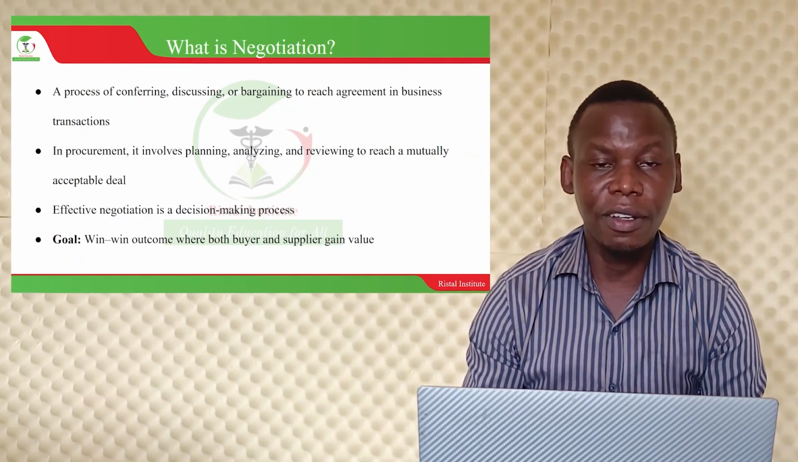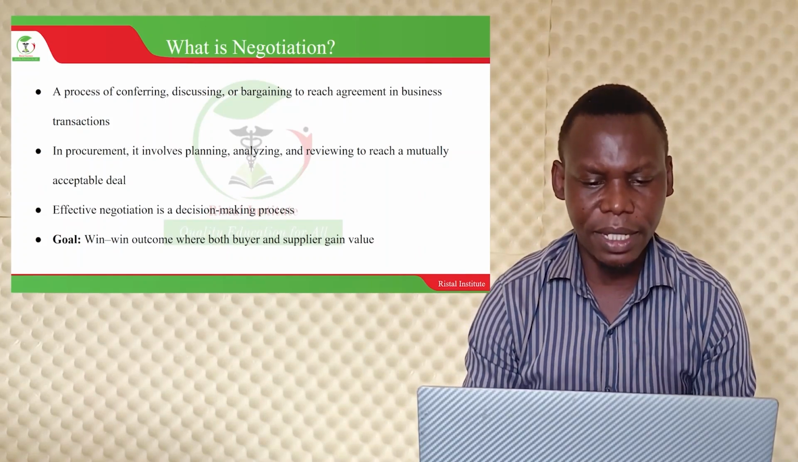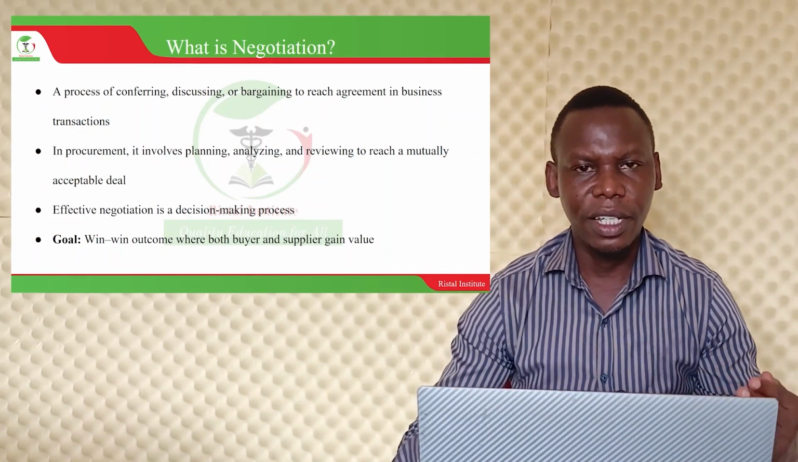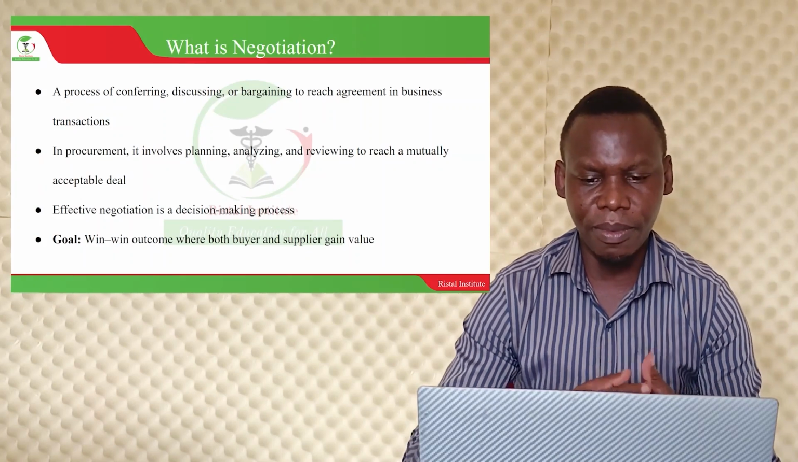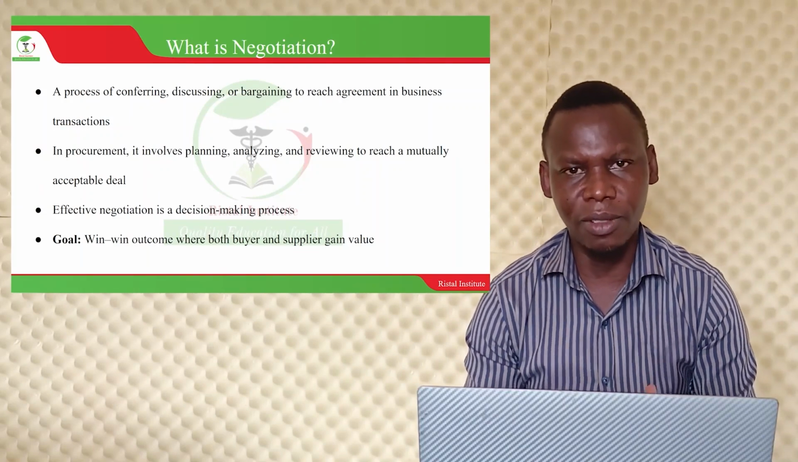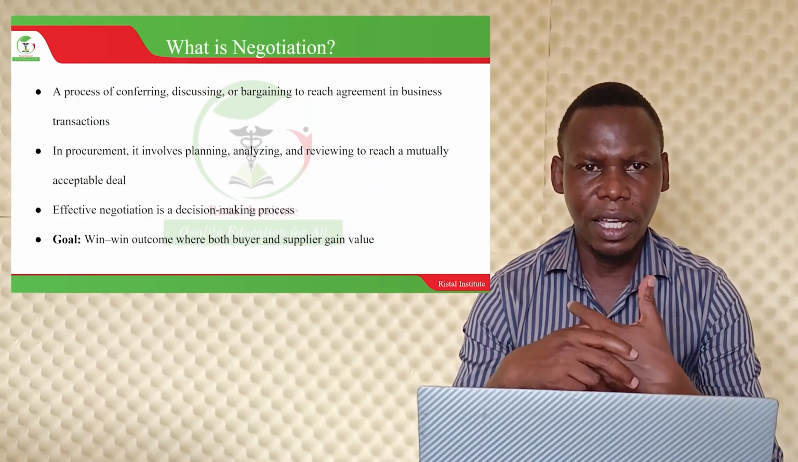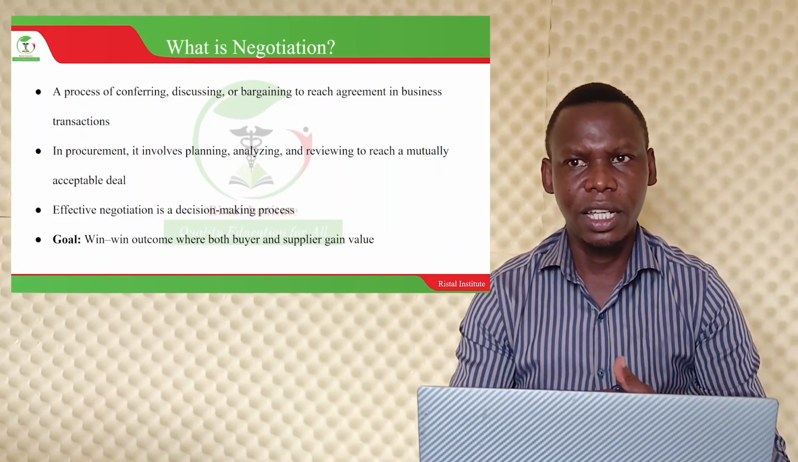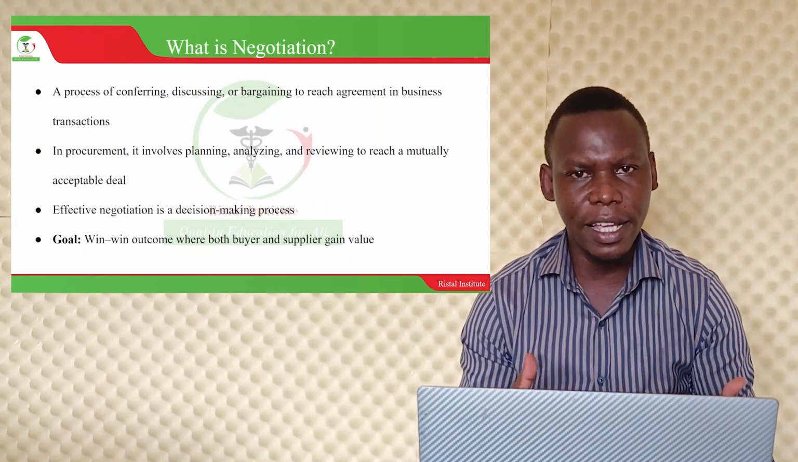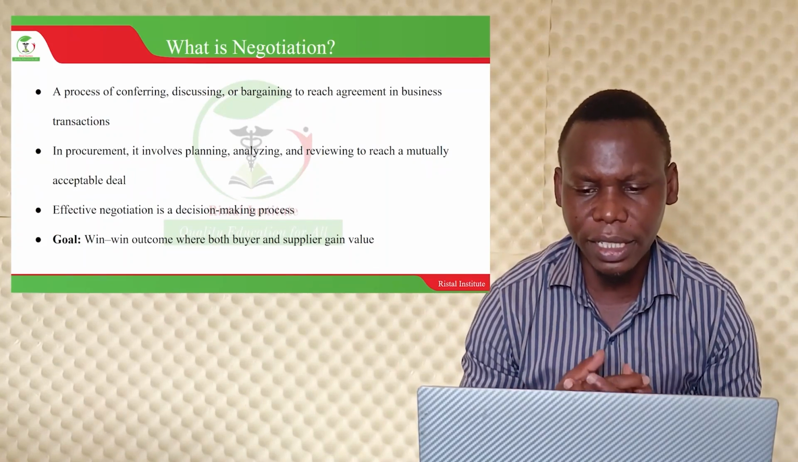In procurement, it involves planning, analyzing, and reviewing to reach a mutual acceptance. As we said, it has steps that are involved. We need to plan. The negotiation process has to be planned. Both sides have to do their own planning. The planning will include the time, the resources required, the parties to go and negotiate, and what information is needed in the negotiation step. Then it is analyzed whether it is at a good stand to start it up.